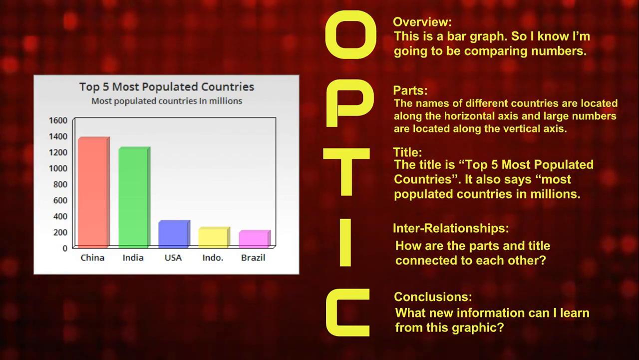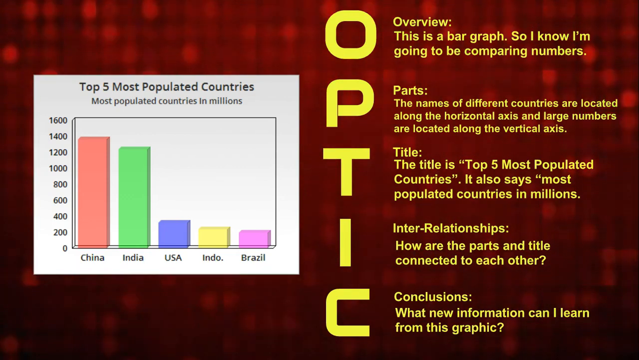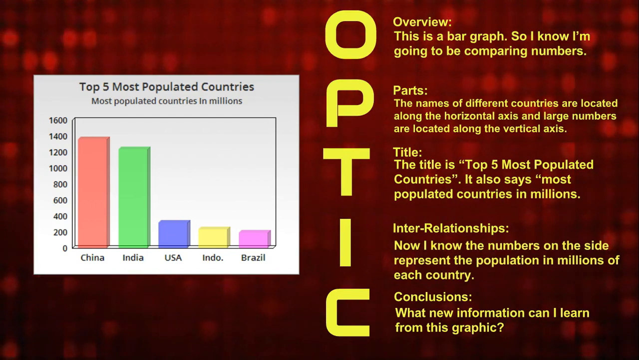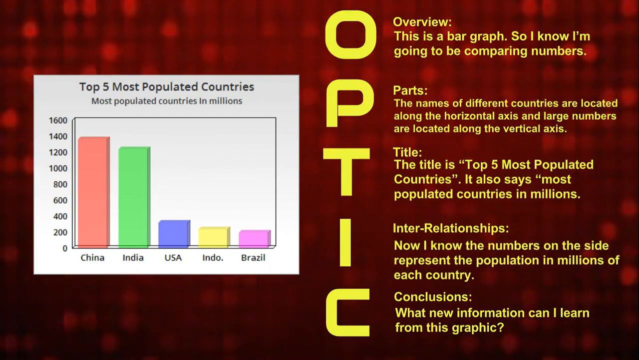Next is I for interrelationships. How are the parts and title connected to each other? Now I know the numbers on the side represent the population in millions of each country.